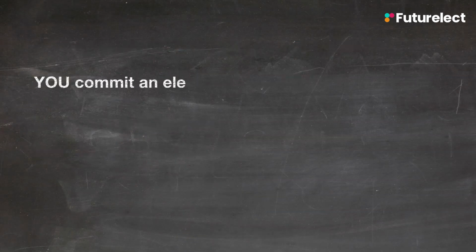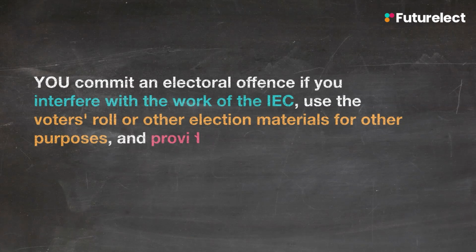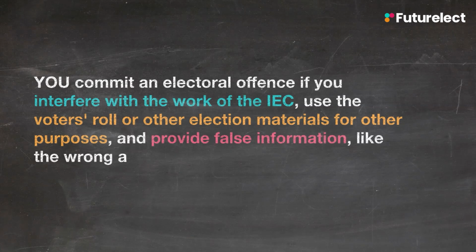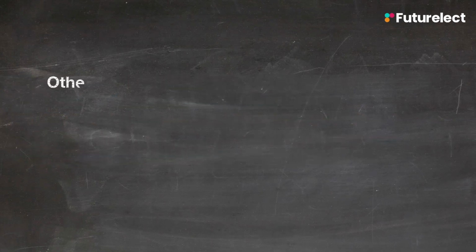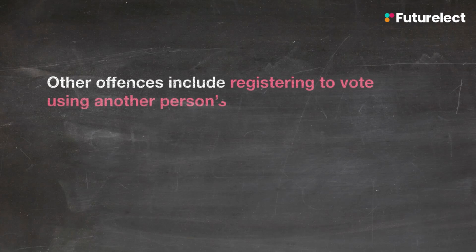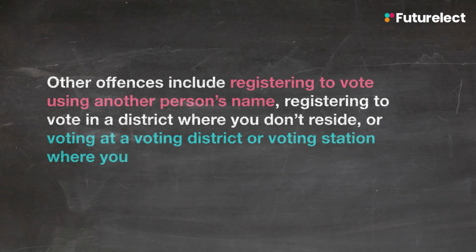In this context, you commit an electoral offence if you interfere with the work of the IEC, use the voters' roll or other election materials for other purposes, or provide false information like the wrong address when registering to vote. Other offences include registering to vote using another person's name, registering to vote in a district where you do not reside, or voting at a voting district or voting station where you are not permitted to vote.